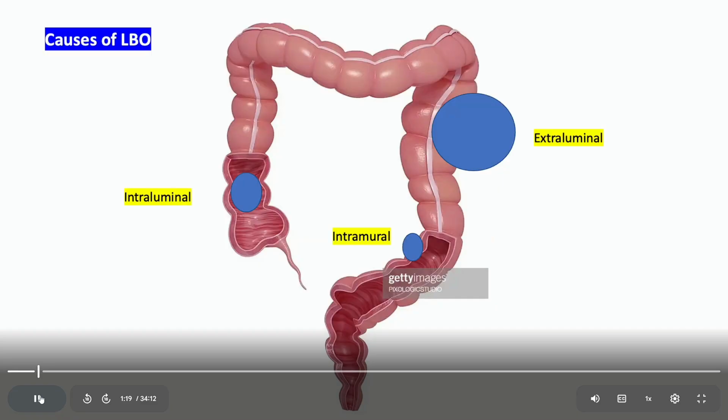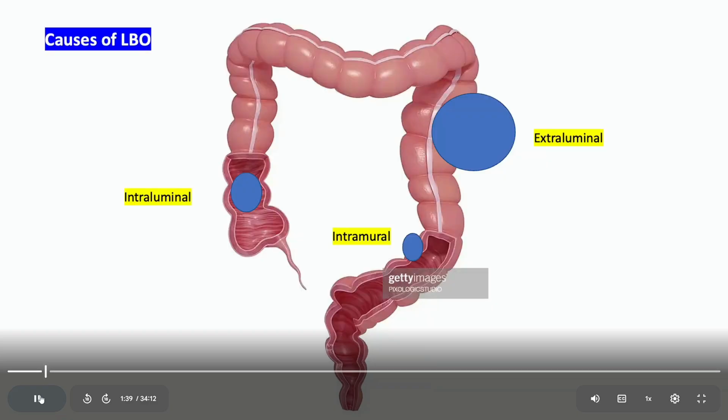This schematic diagram illustrates the causes of intestinal obstruction by location, namely, number 1, the intraluminal, where obstruction is caused by the contents within the intestinal lumen, such as foreign bodies, gallstones, fecal impactions, or bezoars.